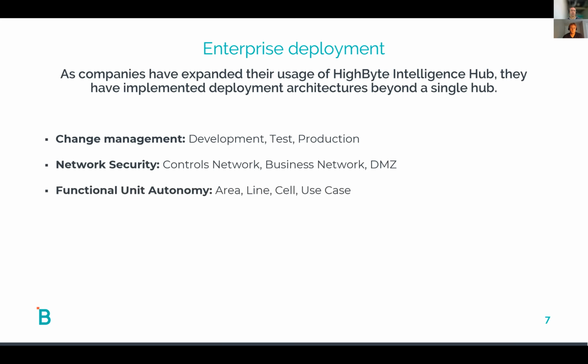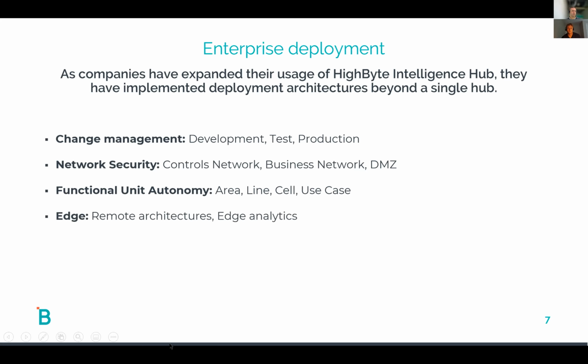Some companies also really like to functionally separate their systems. So it could be based on an area of the factory. It could be based on a line, a work cell, or even a specific use case. They want to deploy a specific system just to solve that use case or to service that work cell. And that way they've got autonomy, so they can turn things off, they can turn things on, they can make adjustments, and they know that it doesn't impact other mission critical systems that can't be impacted and are required.